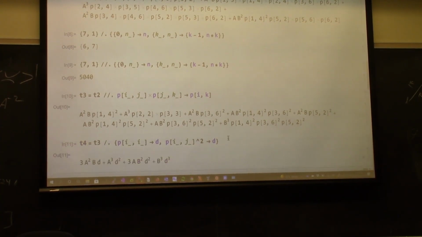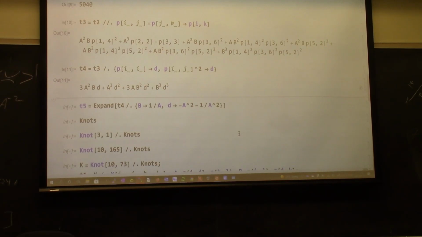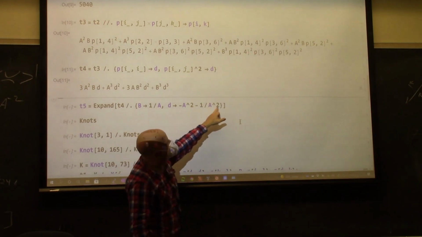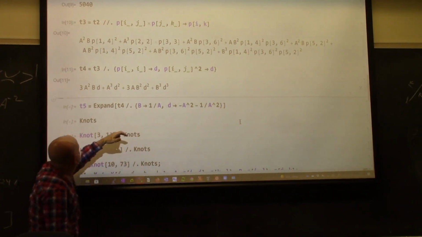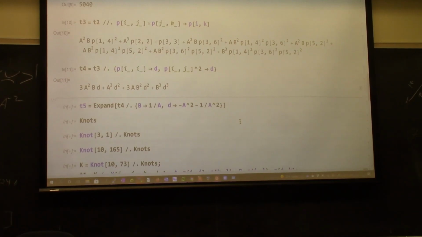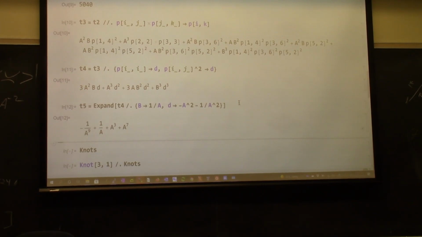And this is the Kauffman bracket. Sorry, this is the Kauffman bracket pre-substitution. Now I need to make this substitution, but all I need to do is to map B into 1 over A and D into whatever it came out, and expand the result so that it would look like a polynomial. And here you go. This is the Kauffman bracket of the trefoil knot.